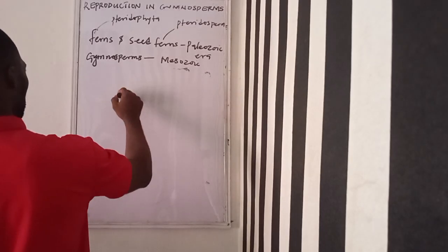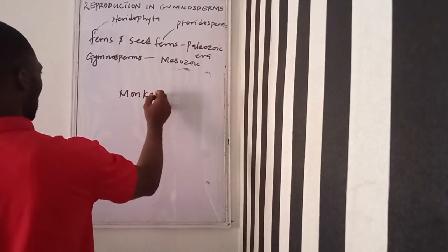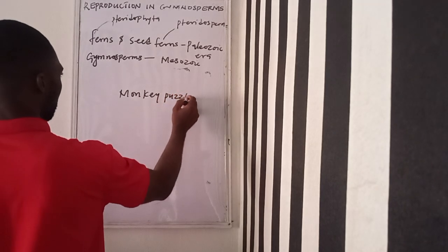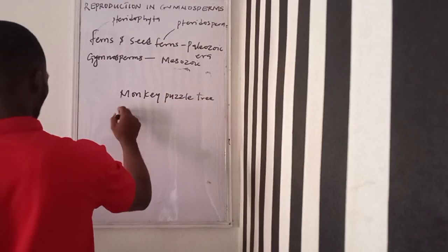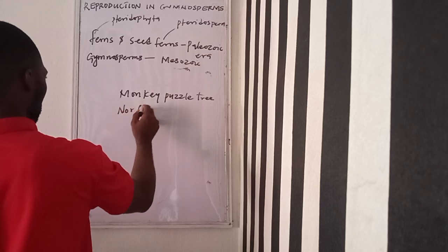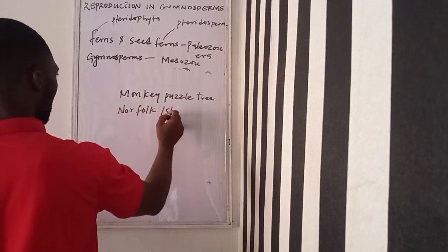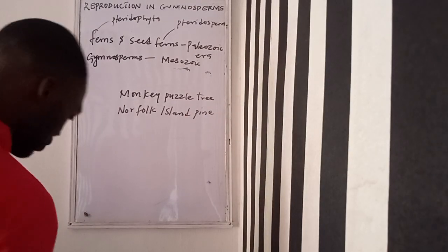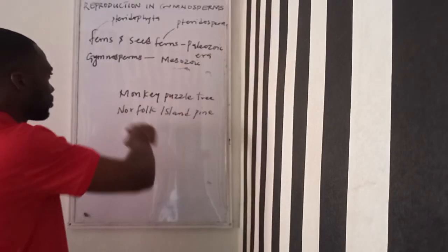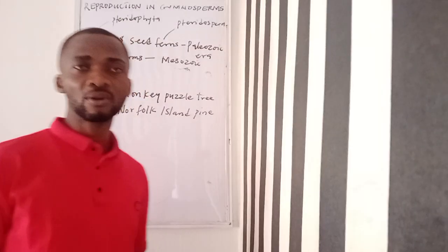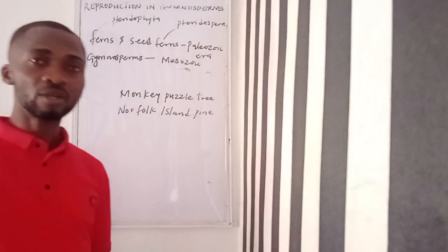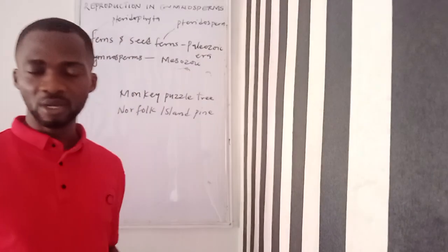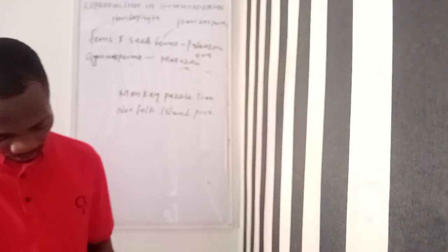The first one is called the monkey puzzle tree. Then Norfolk Island pine. Monkey puzzle tree and Norfolk Island pine. These are the two examples or two members of the conifers. So that means that in conifers you have both living and extinct.